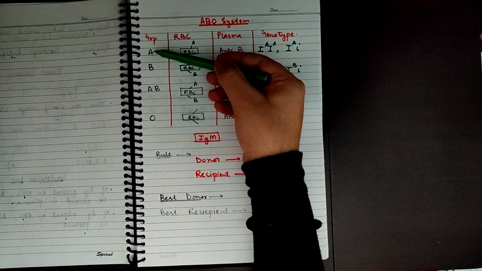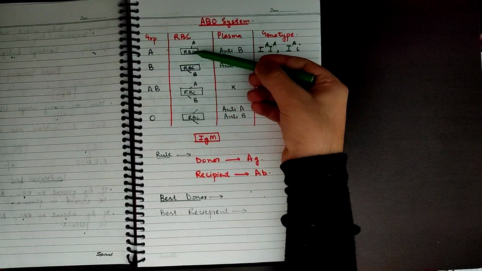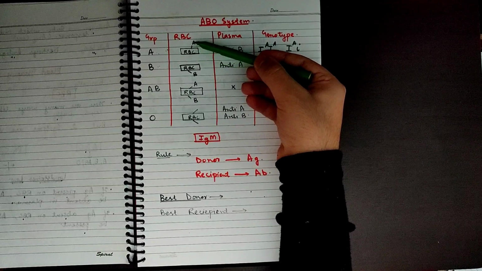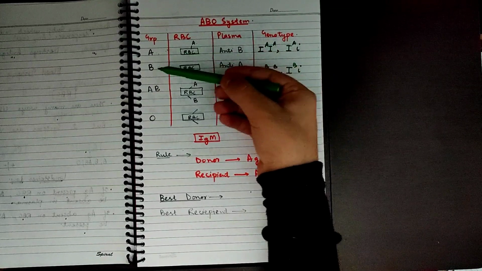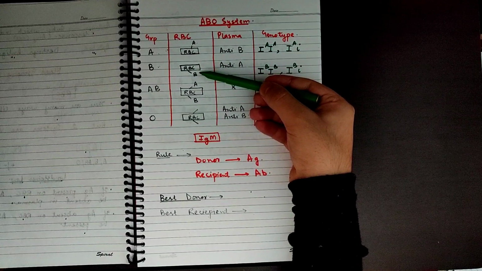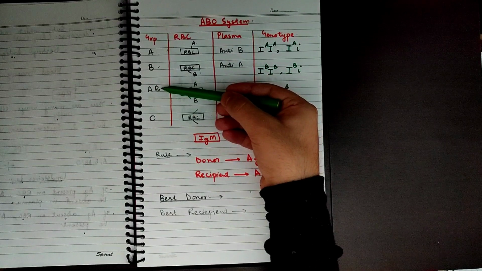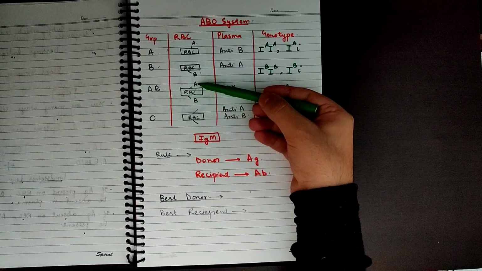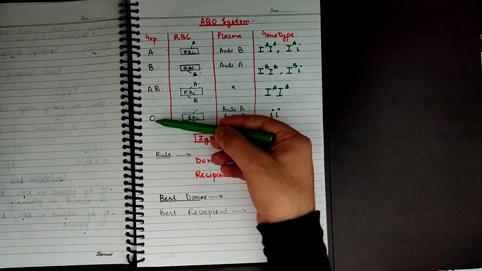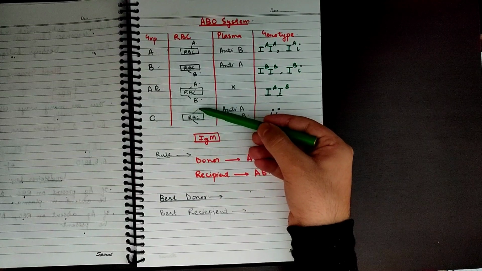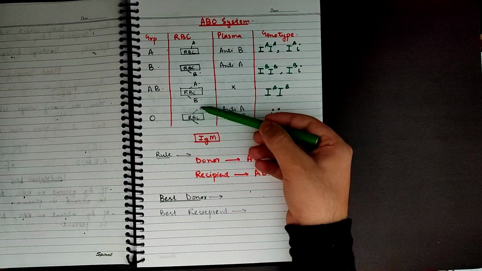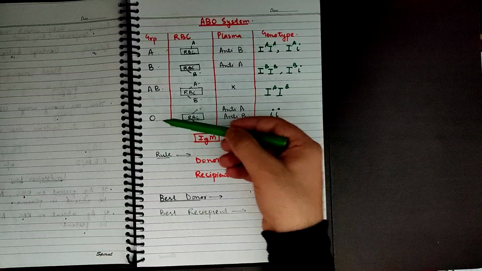If a person has blood group A, it means the RBC of a person, the RBC cells in the blood, have A antigen present on them. And if the person has blood group B, the antigen on the RBC is B antigen. If the person has blood group AB, RBC has both A and B antigen, both antigens are present. And if the person has blood group O, neither A is present nor B is present. No antigen is present on O blood group.